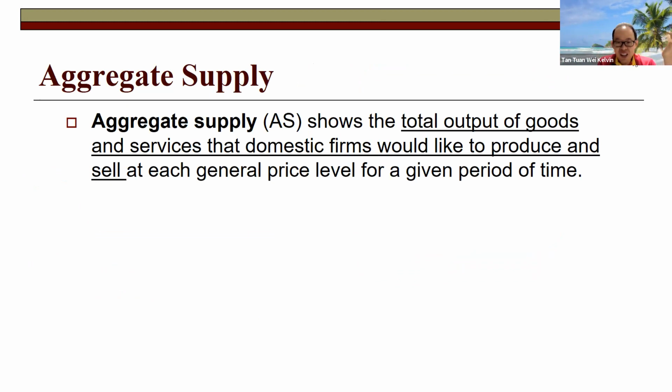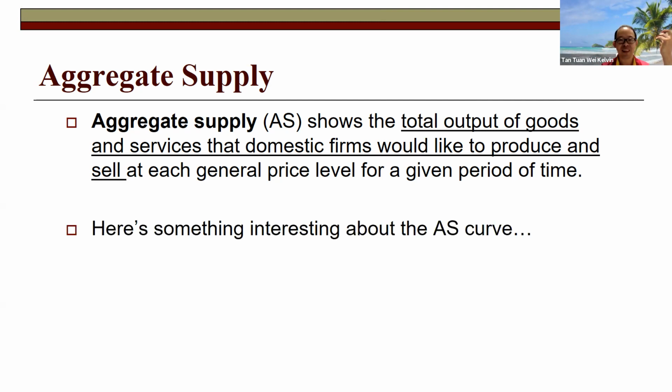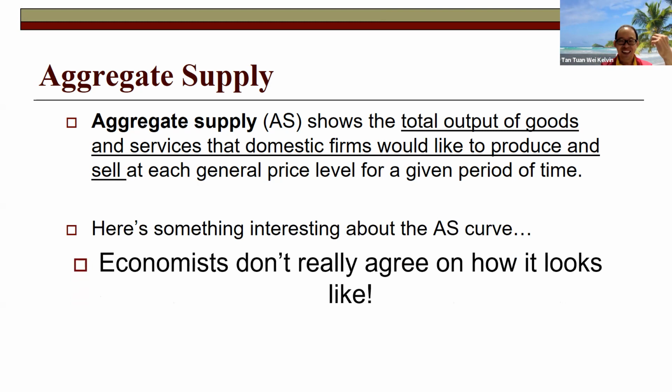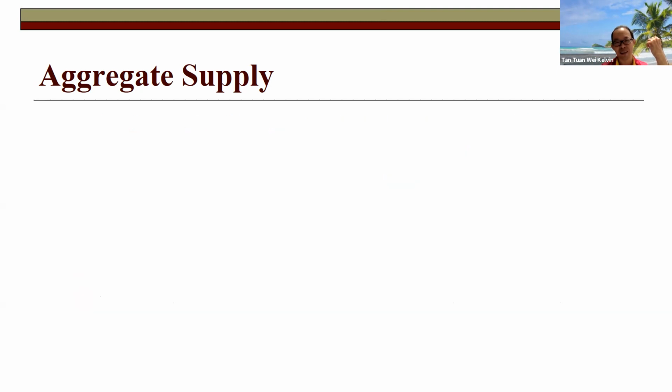So what is aggregate supply? Aggregate supply shows the total output of goods and services that domestic firms would like to produce and sell at each general price level for a given period of time. Here's something interesting about the AS curve. The main reason why the AS curve is not the simple upward sloping supply curve that you draw for your microecons is that economists don't really agree on how it looks.